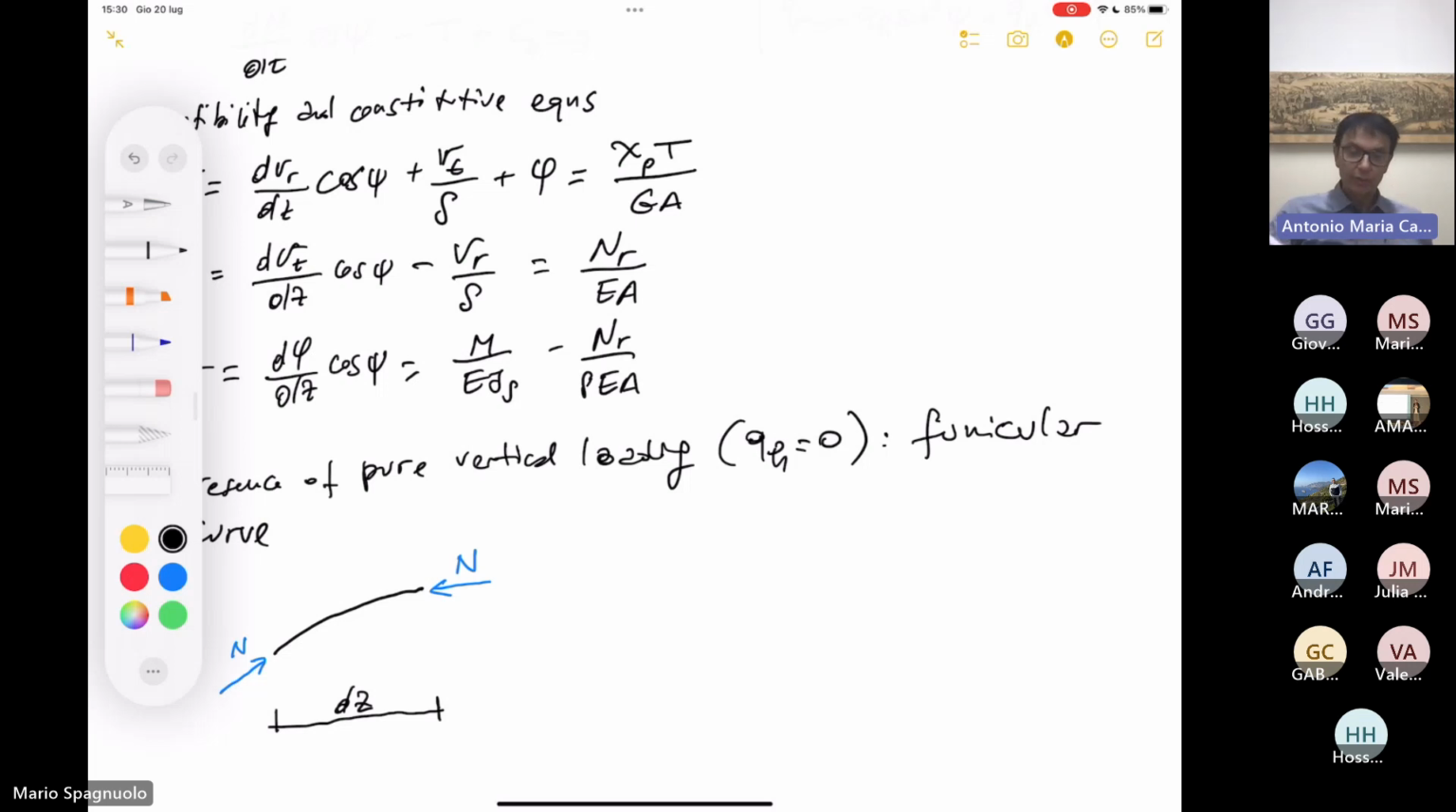Obviously, the arch is subject to vertical loading. Why do we name this the funicular curve? Because if we revert the loading, we can find that this shape is the shape assumed by a chord, which is subject to the same loading. By inverting the shape of this chord, this rope, we obtain the funicular curve of an arch that carries a vertical load. So we want only N to be present.